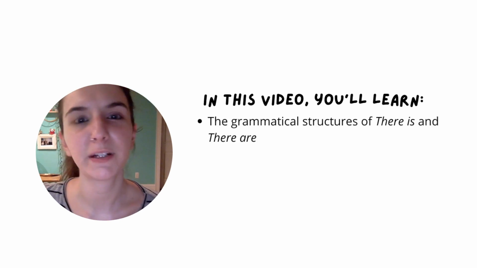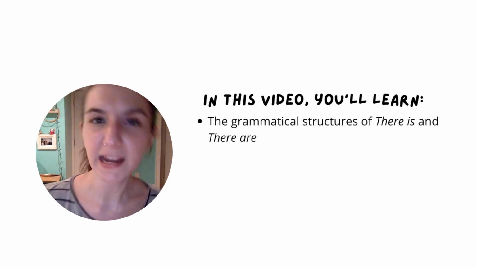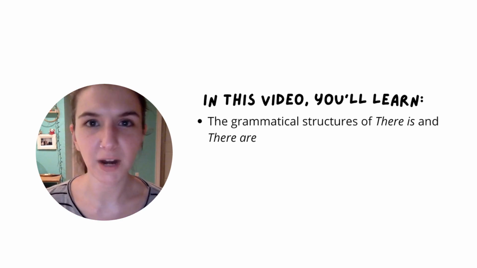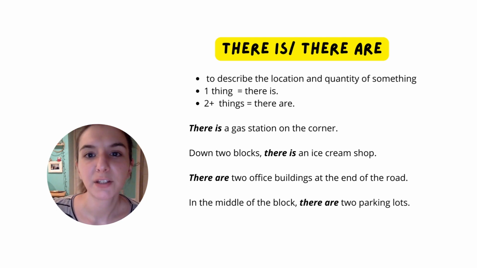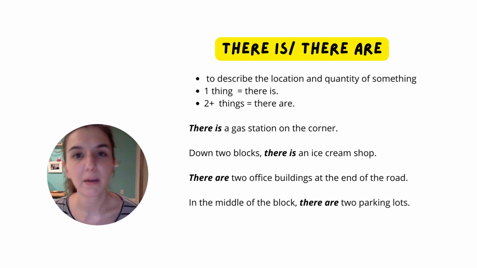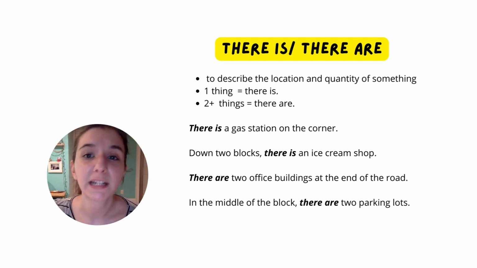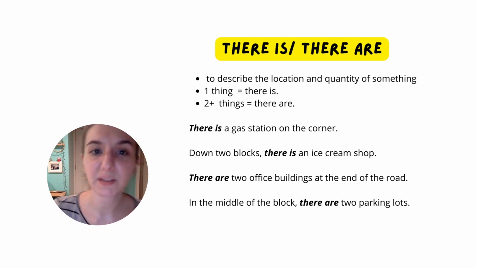Today's video, we are going to talk about how to use there is and there are when describing locations. Let's jump into it. When we give directions, we describe the location of things. We also talk about how many things exist. To describe the location and quantity of something, we often use the expressions there is and there are.